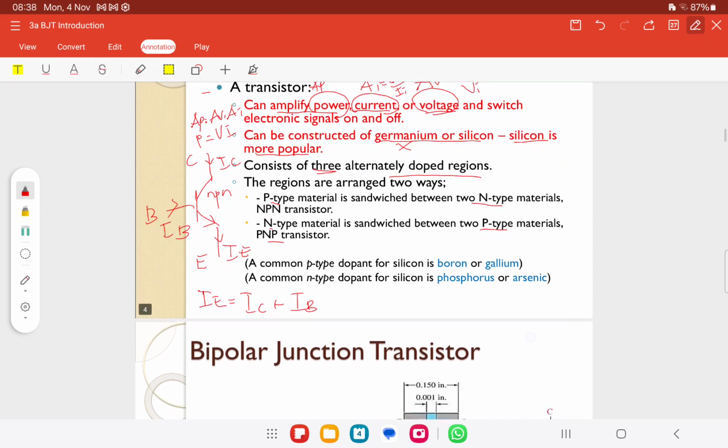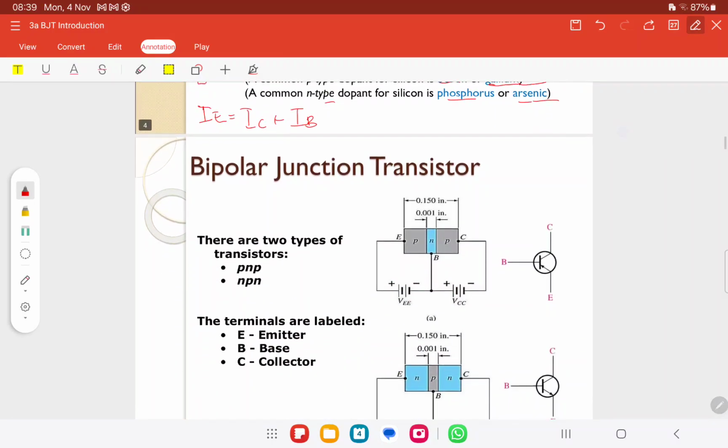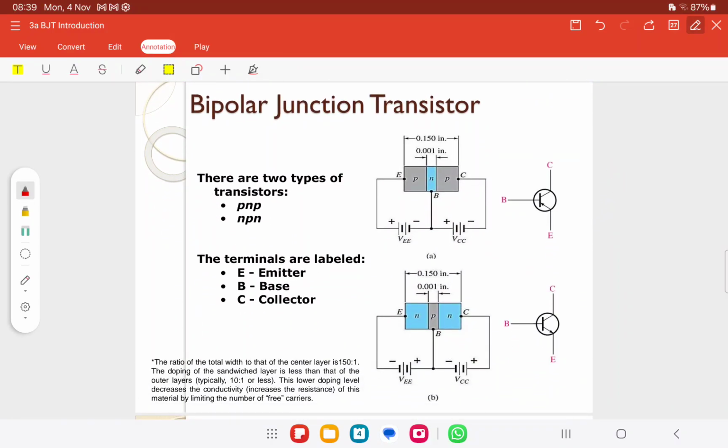Okay. And these are common types yang kita add in the doping process. For P-type, kita add with boron and gallium. For N-type, add with phosphorus and arsenic. Okay. This is in the doping process. Alright, so these are the 2 types of transistor that we have, PNP and NPN. Okay, this is for PNP.